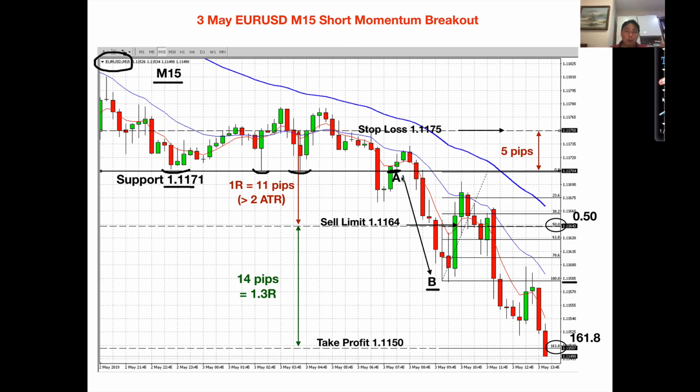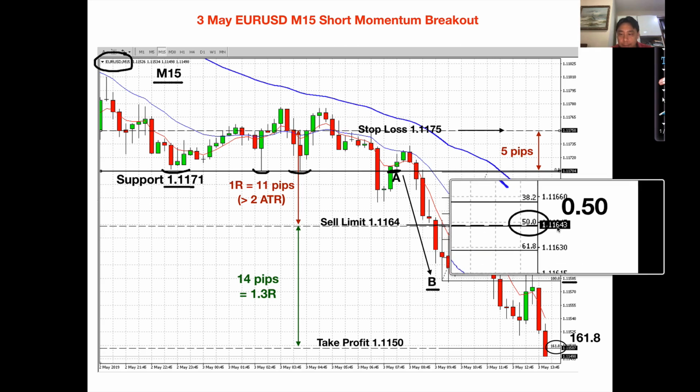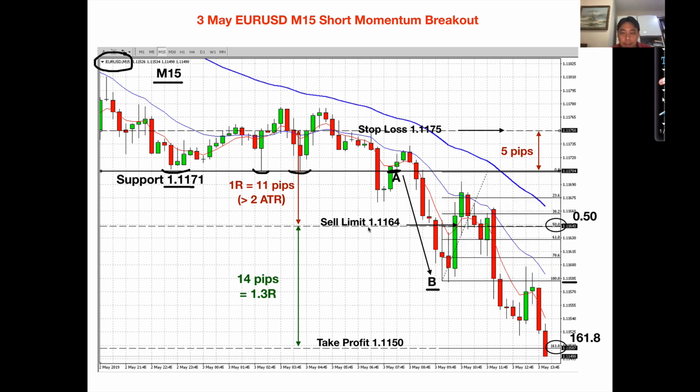Again, I click on my Fibo tool, click on B, and drag it to A, and I see my 50% level at 1164. That's where I place my sell order, ready to sell once the price hits that level. Again, I make sure that this retracement from B to 50% is at least 2 ATR, or it coincides with a level of resistance over here.